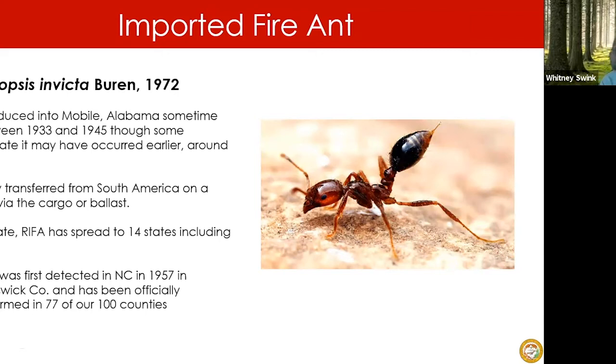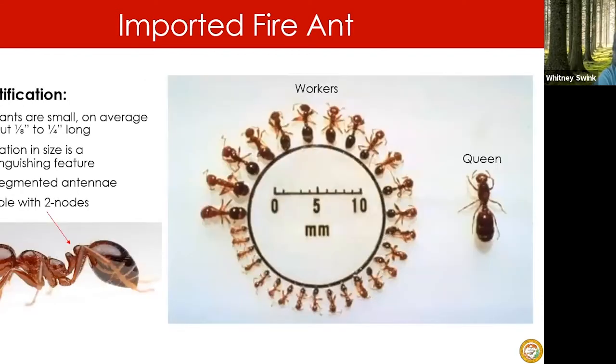Most people believe it came in on ship's cargo or ballast, and it has since spread through the southeastern United States all the way up into Virginia. And there is one population in California. 14 states have populations of imported fire ant. And unfortunately here in North Carolina, 77 of our 100 counties have confirmed populations of this insect.